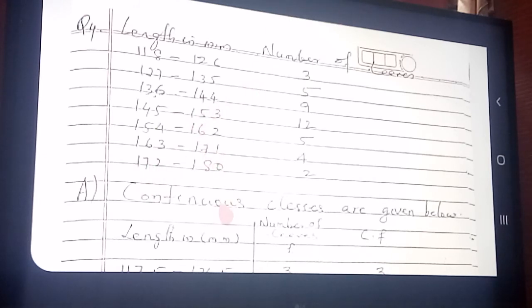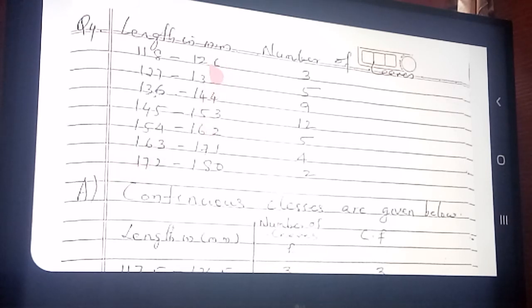So what is half of 1? 0.5. So for getting the upper boundary point you have to add 0.5, and for getting the lower boundary point you have to subtract 0.5. Clear? Some students are studying and keep thinking you always have to add 0.5 and subtract 0.5. No, that is not the method.